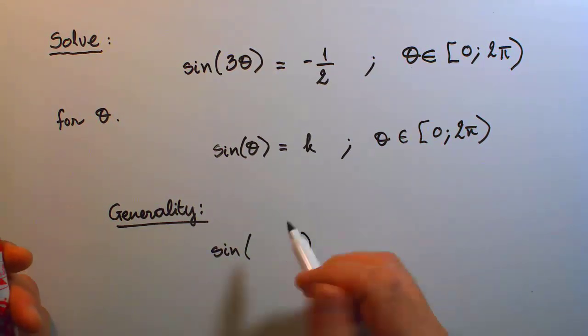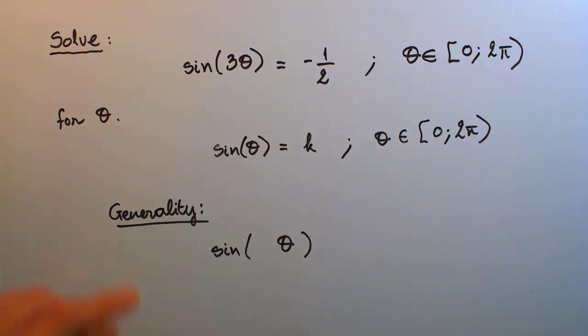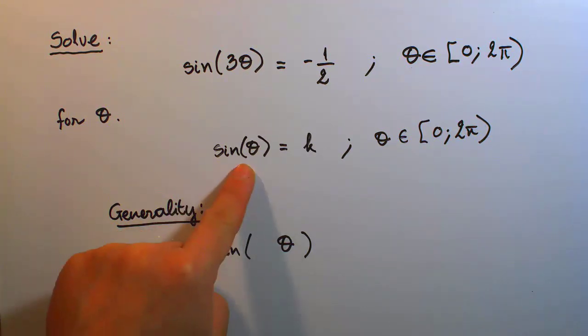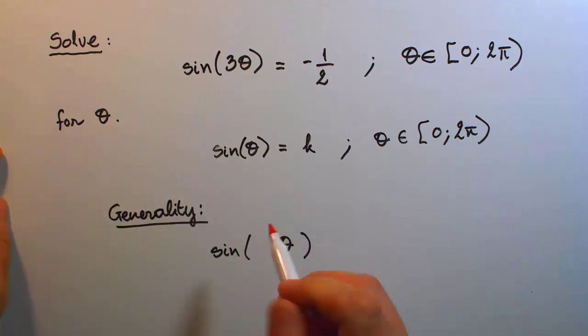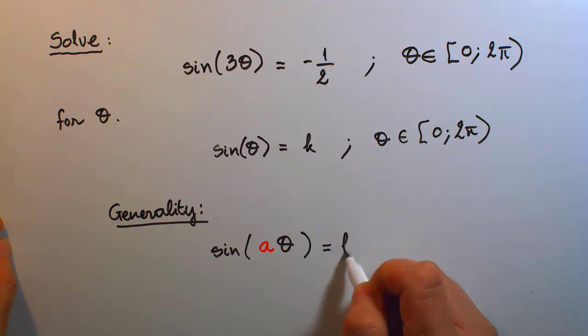The angle theta, some variable, is involved. It could be x, it could be y. But instead of the standard basic equation, where the coefficient in front of the variable is only 1, here we're looking at some coefficient a. So the generality I would like to point out is that our equation is in that class of having a trig function where the variable has a coefficient other than 1, and equals a value k.